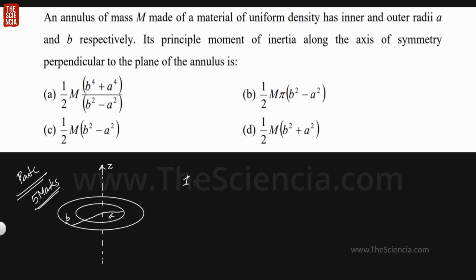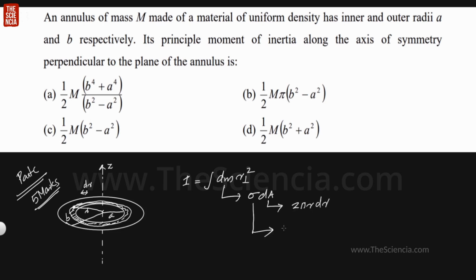So how do we solve? We know moment of inertia I is equal to integral dm r perpendicular square. So here what is dm? Here dm is equal to sigma dA. And what is dA? Suppose this is radius r. I am taking an arbitrary radius, and I am considering an area element, this one, whose thickness is dr. So dA will be equal to 2 pi r dr.